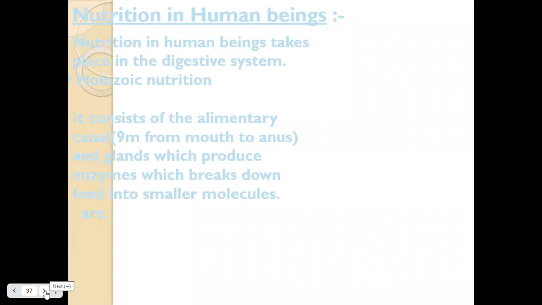Let me start with the alimentary canal. It starts from the mouth and ends at the anus. It is 9 meters in length. There are also many glands helpful in digestion. They secrete enzymes, chemicals which help in the breakdown of food into smaller molecules, because food is a very complex particle. It has to be broken down into smaller molecules, and that is done in this whole process of digestion.